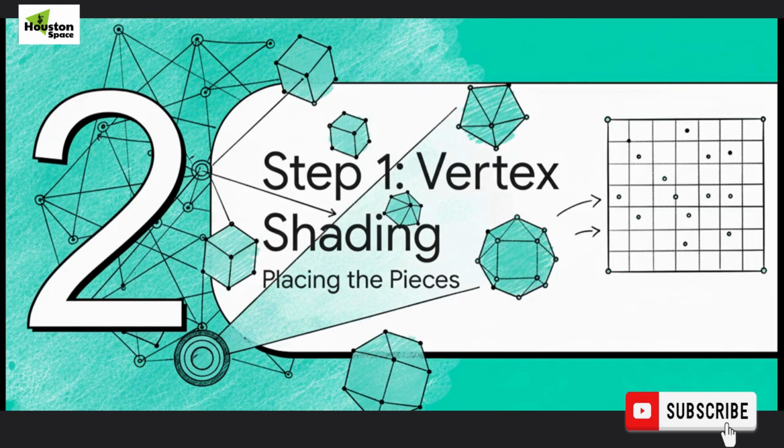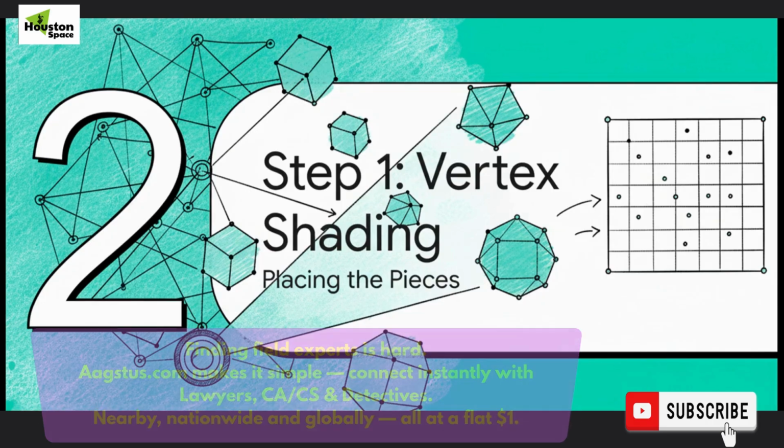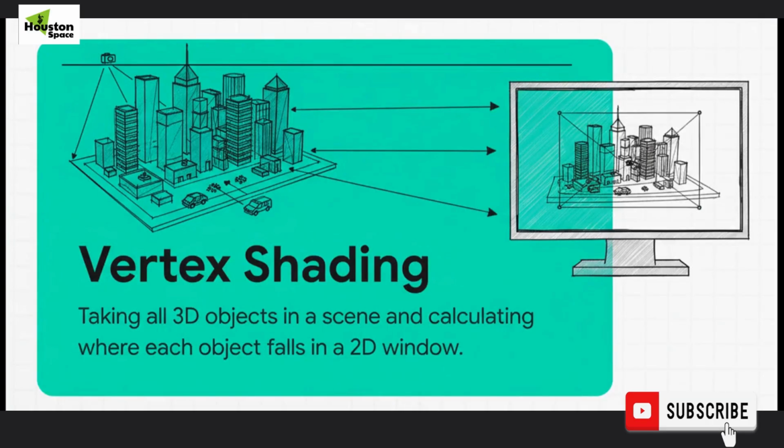Okay, let's dive into step one, placing the pieces, or what's officially called vertex shading. The big goal here is pretty straightforward. Figure out where every single one of those millions of vertices is supposed to show up on your flat 2D screen. So the game's engine is taking the 3D map of the world and just crunching a ton of math to project it all onto your 2D monitor.